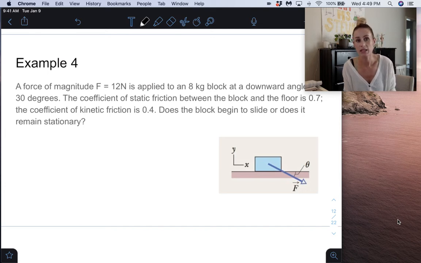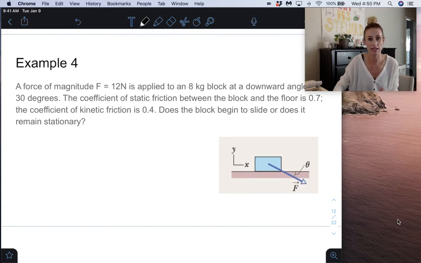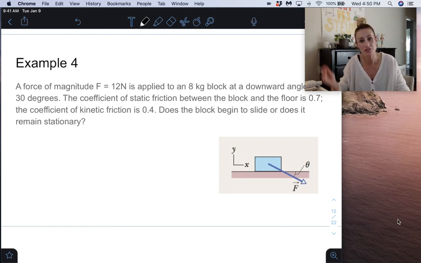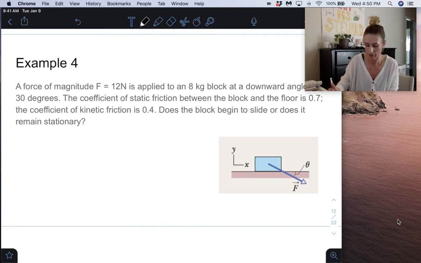So remember, for something like this, in order for the block to begin to slide, that force applied has to overcome the maximum force of static friction. So we need to find what the maximum force of static friction is. First and foremost, let's just draw our free body diagram. So first, I'm going to split up that applied force into x and y components.